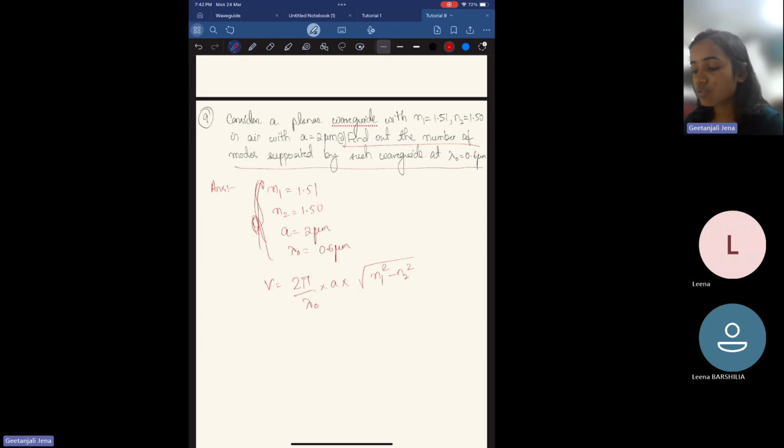So what is the value of V you got? Six. A is 2. I1 square, 1.5 square, 0.630. Let me check. No, it's not correct actually.